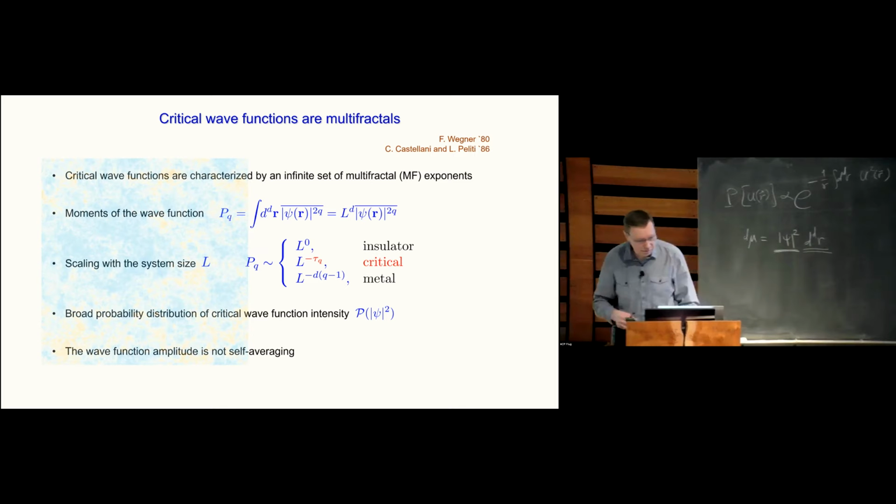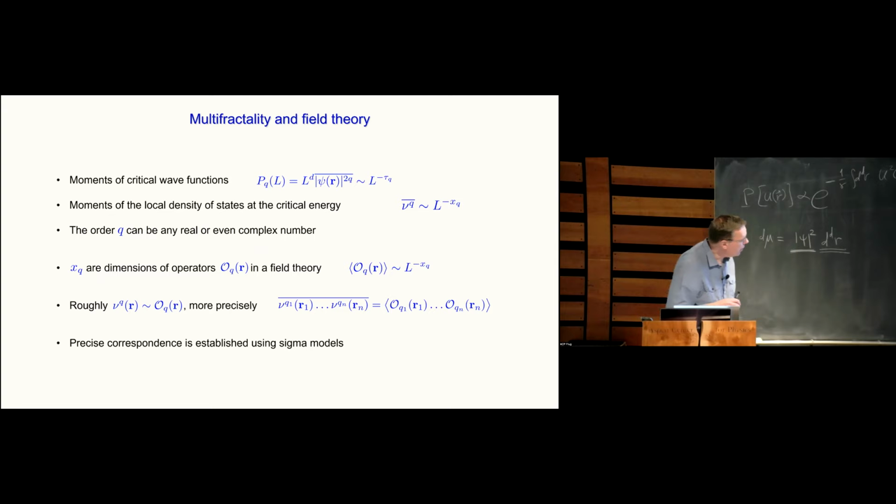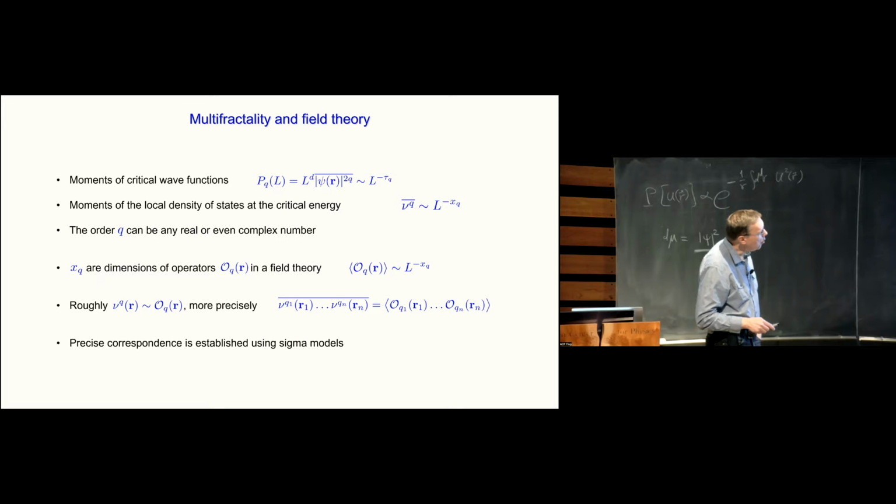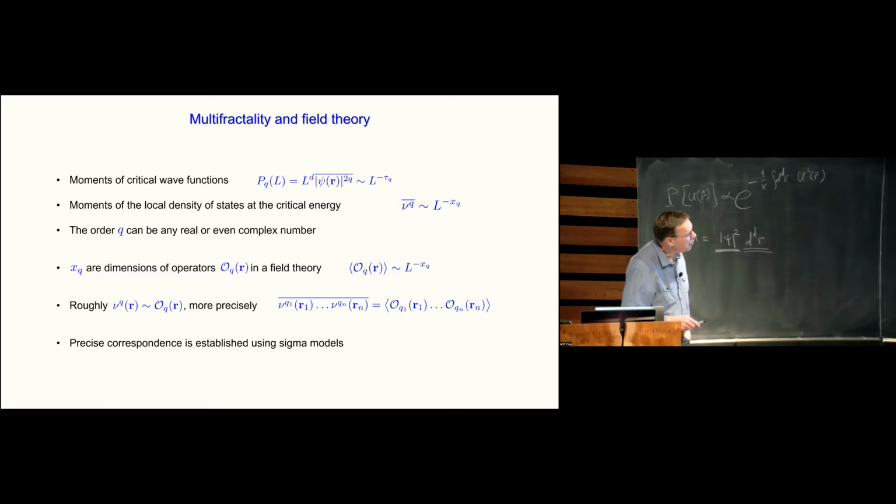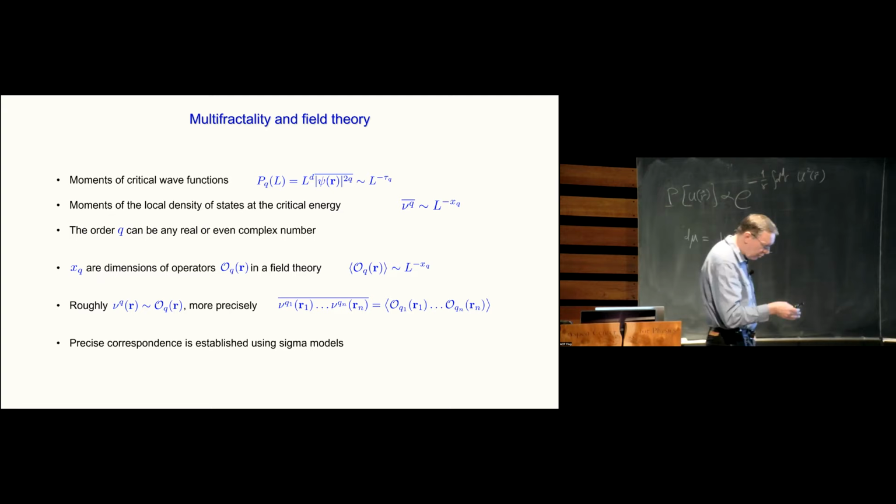So in some slightly other way of doing it, you can say that you can look at the moments of the density of states, local density of states, which again scale with the system size with some set of exponents. And it is these that can be mapped to a field theory. I want to point out one important feature here.